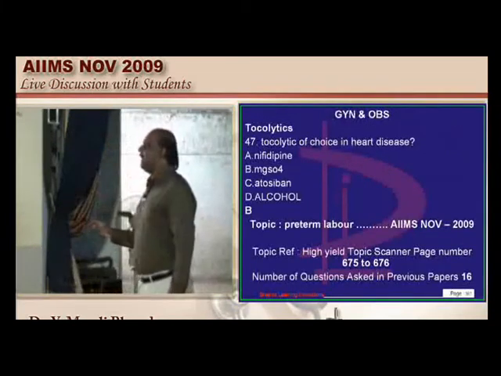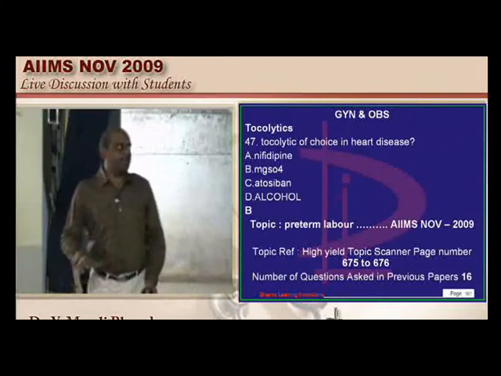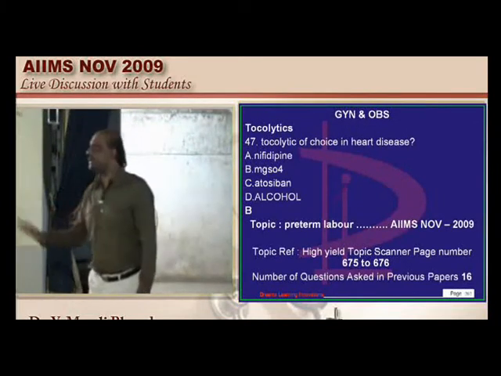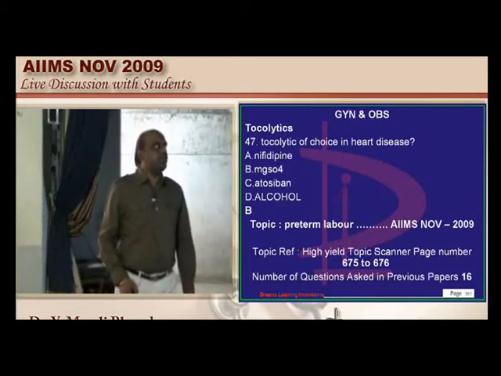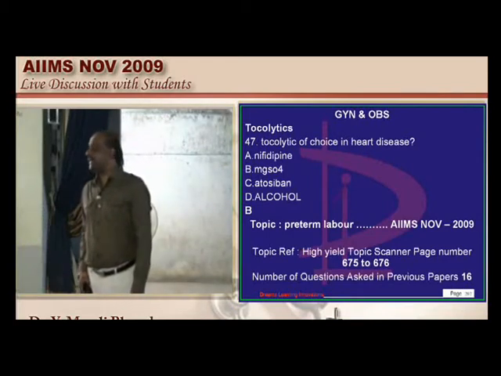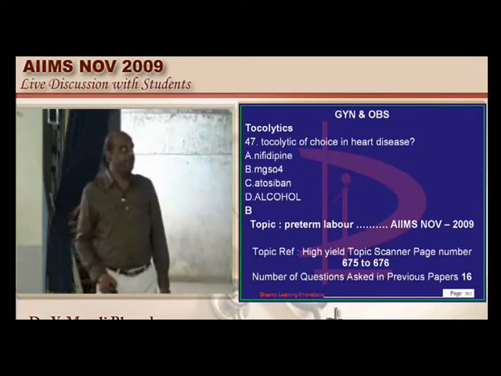Now preterm labor is one of the top 20 high yield topics, where nearly 16 questions came in the past 15 years. So in heart disease you cannot use nifedipine, but magnesium sulfate is absolutely safe in the case of heart disease as a tocolytic agent, is what needs to be remembered.